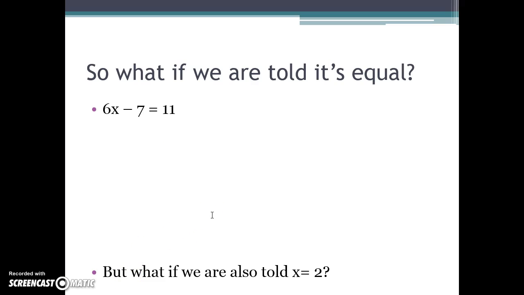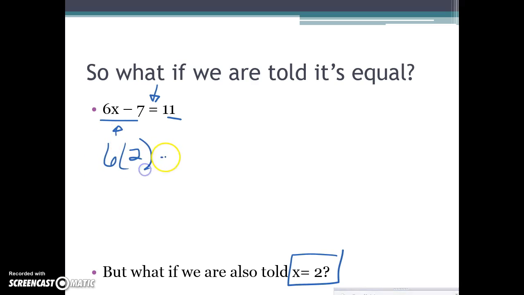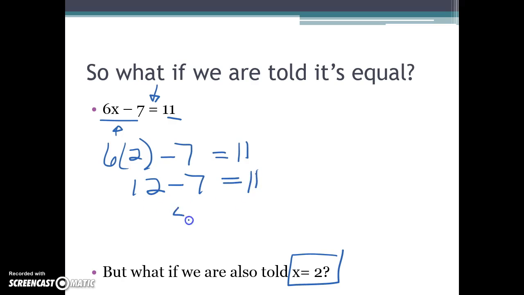So what if we are told it's equals? In this example right here, there's an equal sign telling us that it is equal. What's on this side will equal what's on that side. We're also told that x is equal to 6. All right, if x is equal to 2. If x really is equal to 2, let's insert it. 12 minus 7. I've got a bad feeling about this.